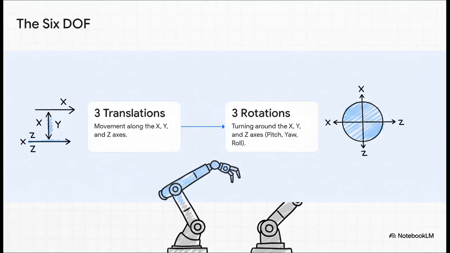Well, it breaks down really simply into 2 groups, 3 ways to move and 3 ways to turn. The movements are just forward and back, left and right, and up and down. And the turns are what pilots call pitch, yaw, and roll. That's the whole shebang. 6 total ways for any single object to get around in space.